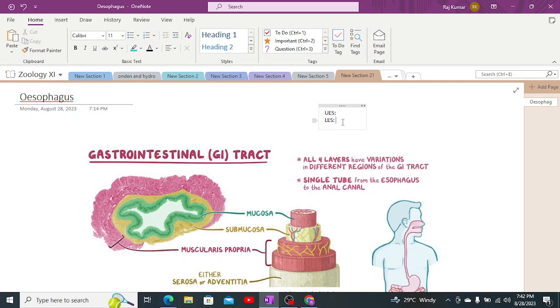So that is the first condition. Secondly, it also relaxes in order to dilate and allow the food to come inside the stomach from the esophagus, and that is done whenever the food, which is bolus in terms of food plus saliva, arrives.